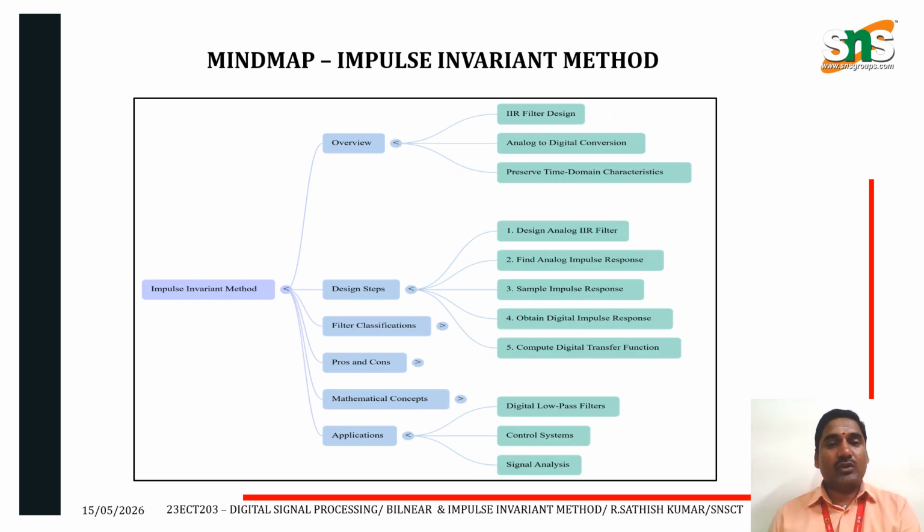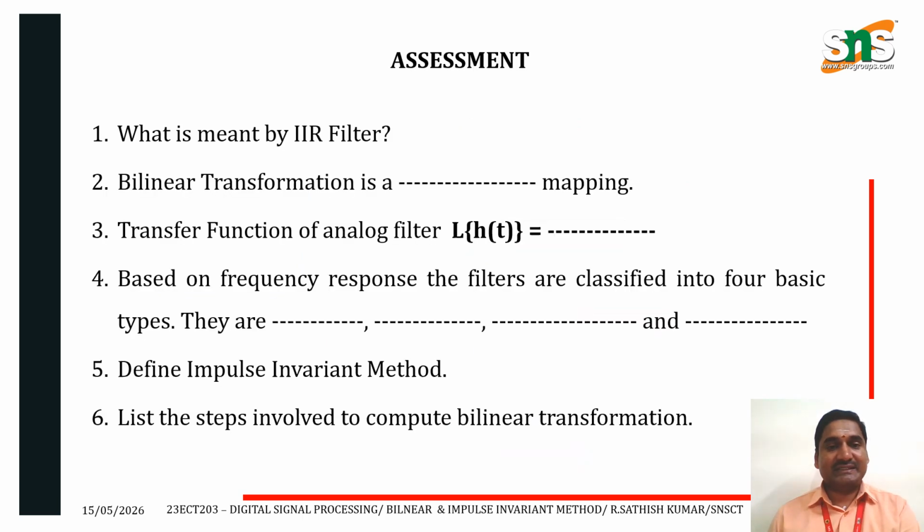Next one, this is the mind map of the impulse invariant method. It has an overview of IIR filter design, analog to digital conversion, preserving time domain characteristics. Design steps: first we design the IIR filter, find the analog impulse response, sample the impulse response of the filter, obtain the digital impulse response, compute the digital transfer function. Filter classifications of low pass, high pass, band pass and band stop. It is used in digital low pass filters, control systems and signal analysis.